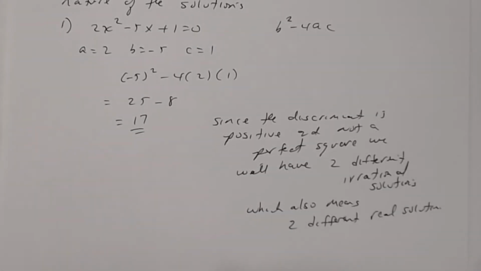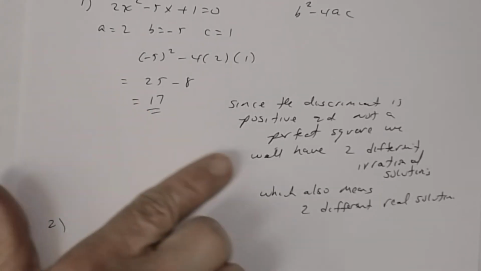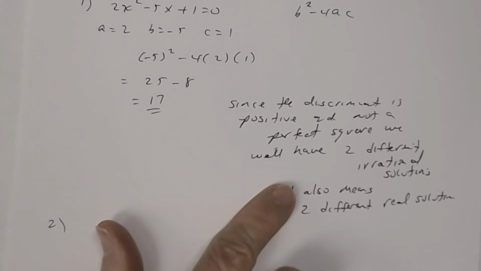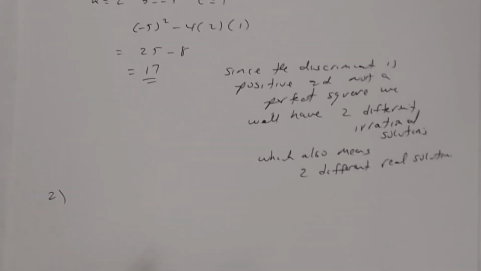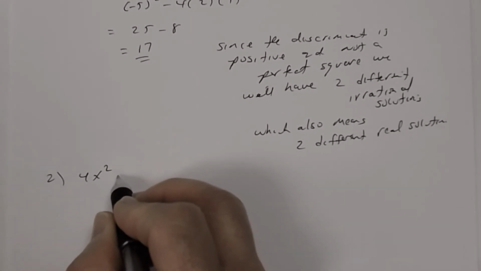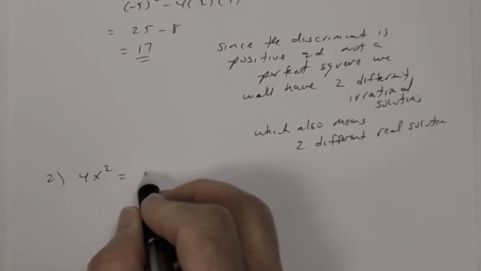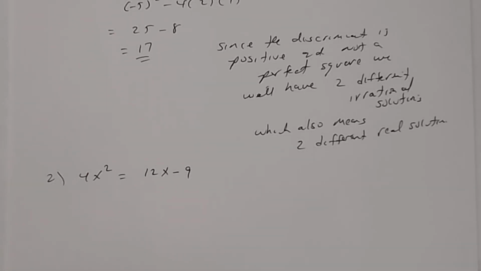Okay, let's look at number 2. Number 2, and we're done. That's all you have to do. Notice I didn't solve it. I just used a discriminant to kind of help me to understand what kind of solutions you end up with without even actually having to solve it. Okay, so number 2, let's suppose we had this. Let's suppose we had 4x squared equal 12x minus 9.